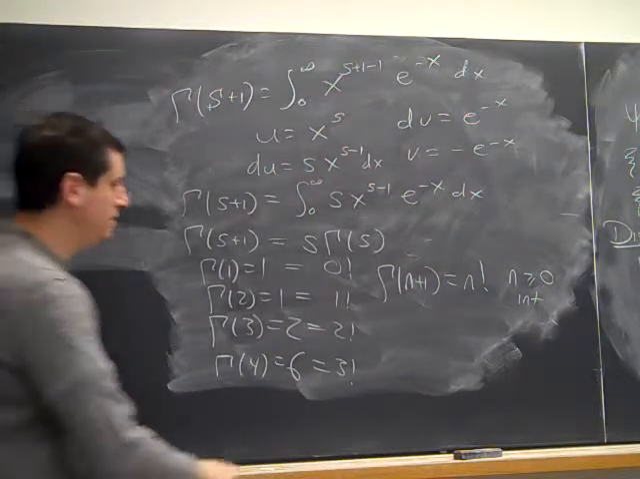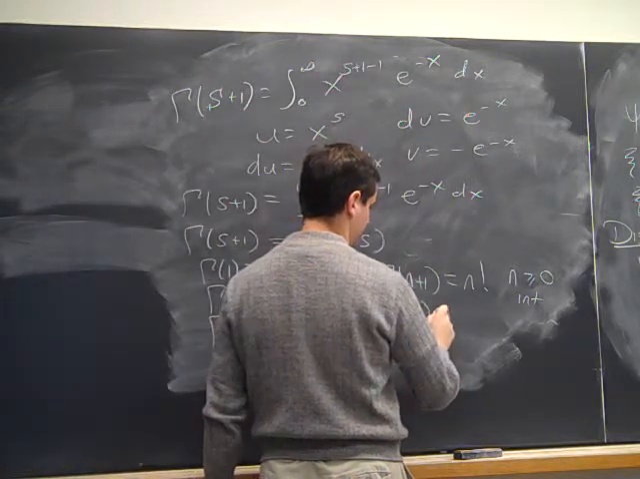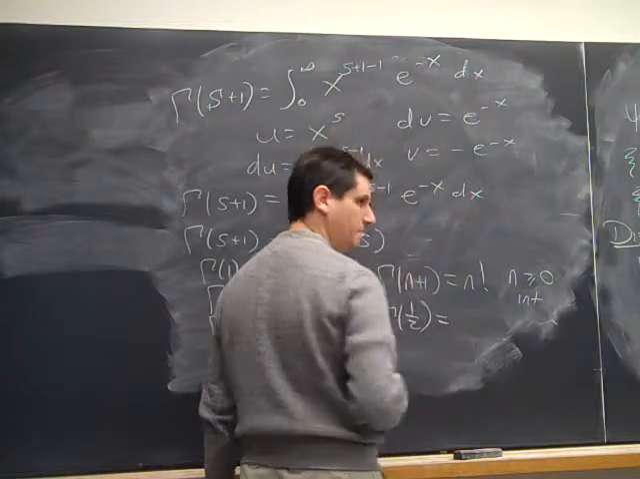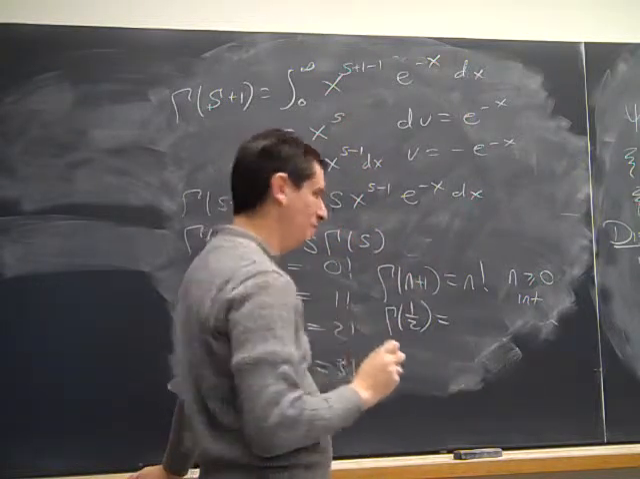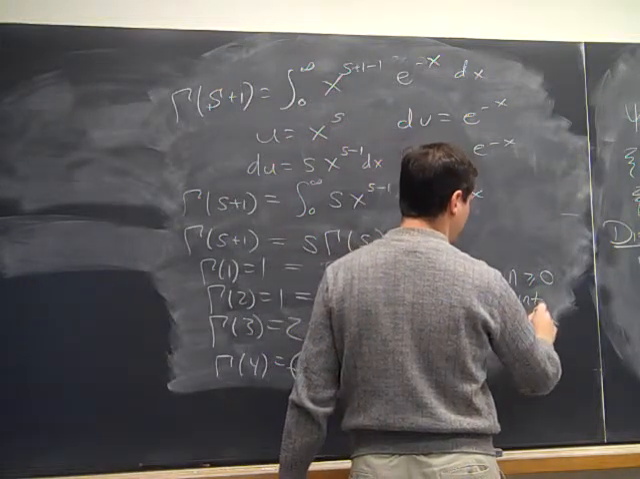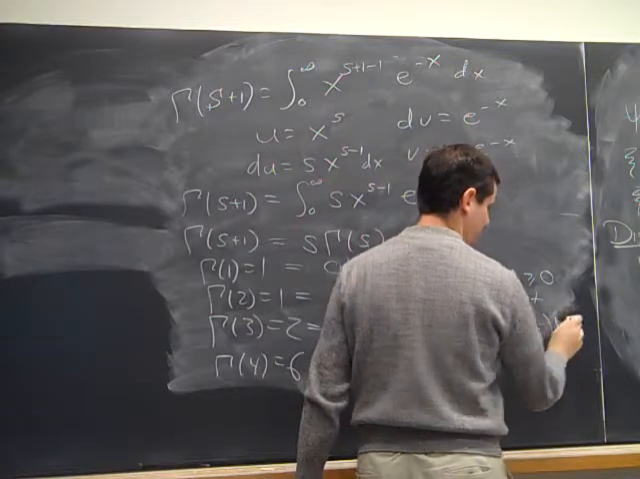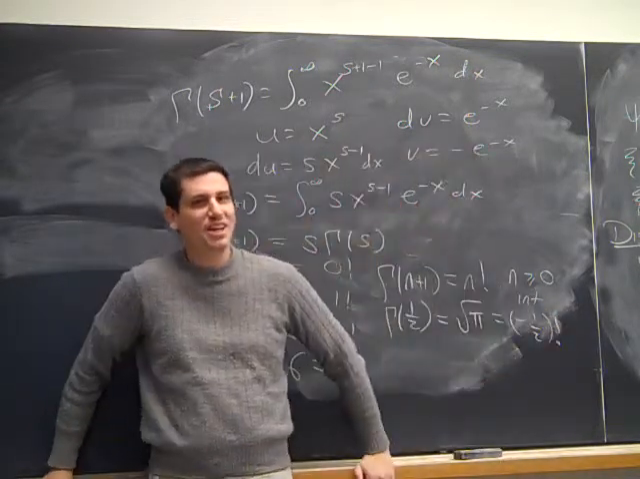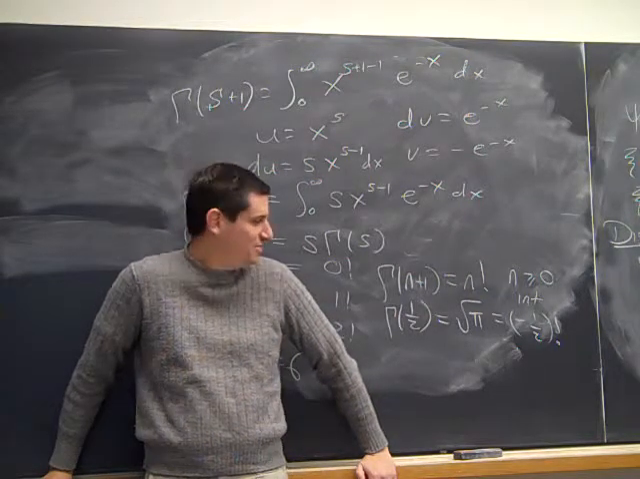A particularly nice value is gamma of 1/2. Anybody remember what that is? Square root of pi. So if anybody ever asks you, what is negative 1/2 factorial? How many ways can you order negative 1/2 of a person when order matters? The answer is square root of pi.